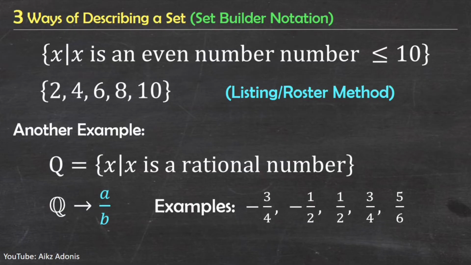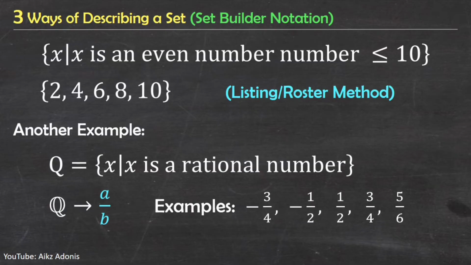Another example is the set Q containing all x such that x is a rational number. Take note that rational numbers are numbers that can be written in the form a over b, such as negative 3/4, negative 1/2, 1/2, 3/4, 5, 6, and many more. Since it is hard to list all the rational numbers, we prefer to use the set builder notation to describe the set Q.